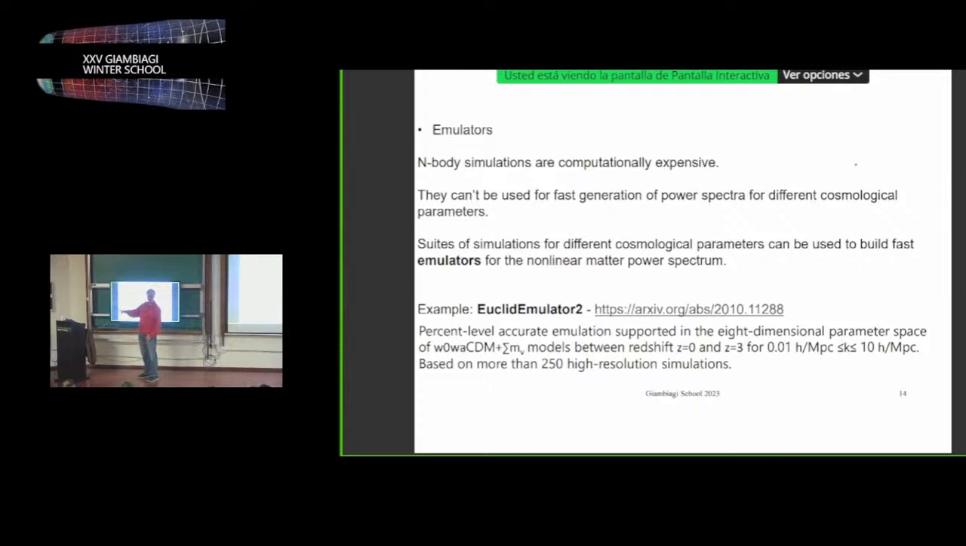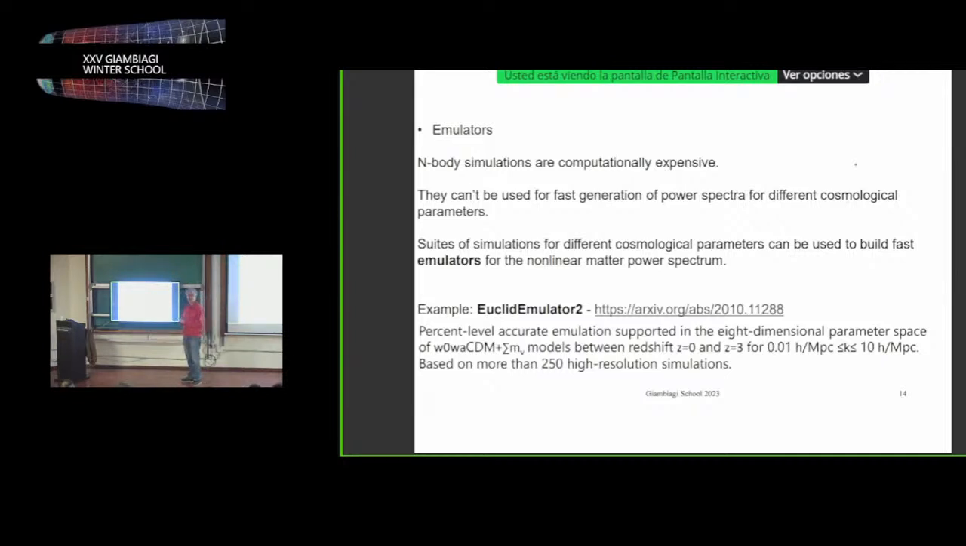Now you know what W0, WA is, right? Remember what W0, WA is? A parametrization of the equation of state of dark energy. So this is the next simplest model that I mentioned: W0, WA, CDM, plus some neutrino mass models. Between redshift 0 and 3, for scales between 0.01 to 10 inverse megaparsecs. That's amazing. And this is based on more than 250 high resolution simulations.